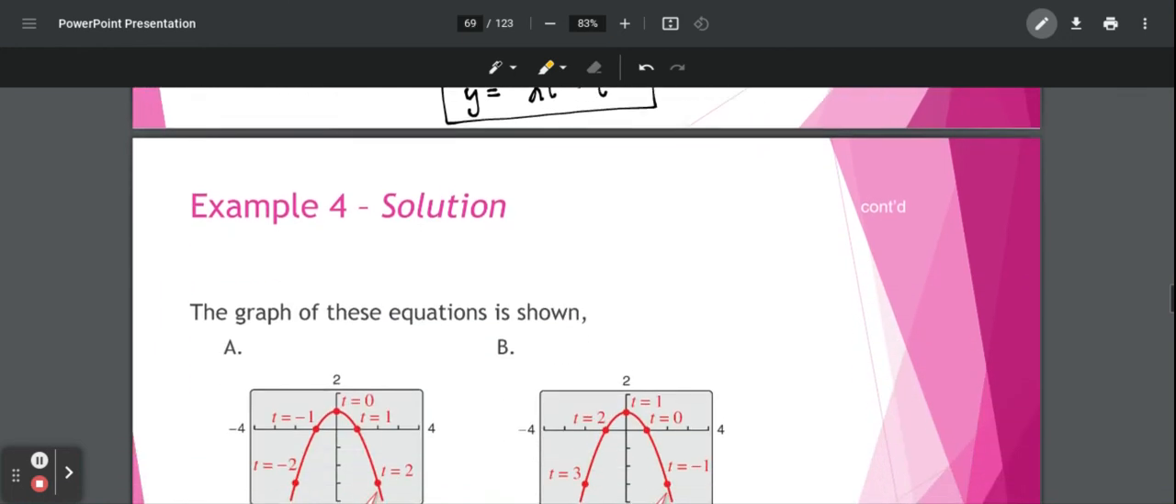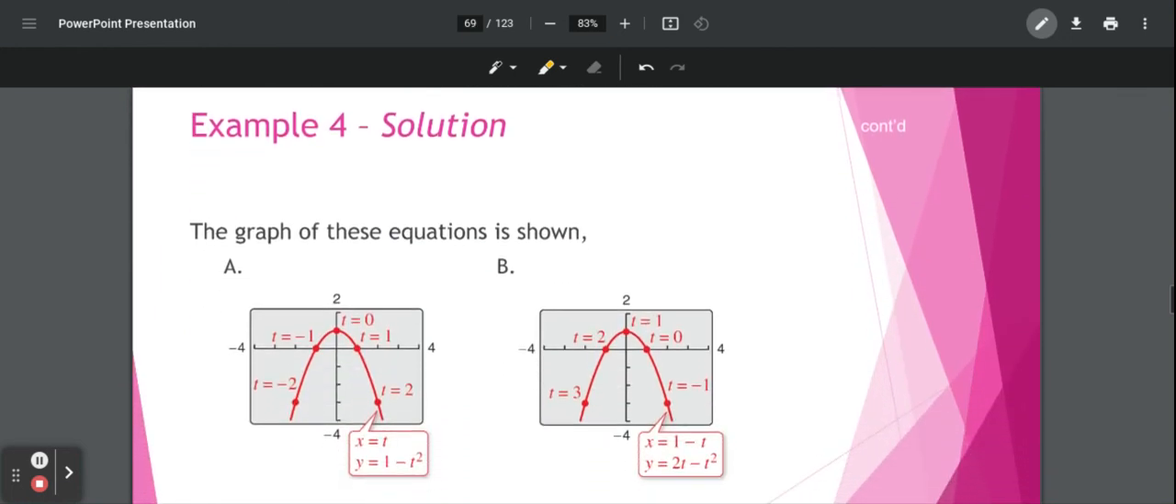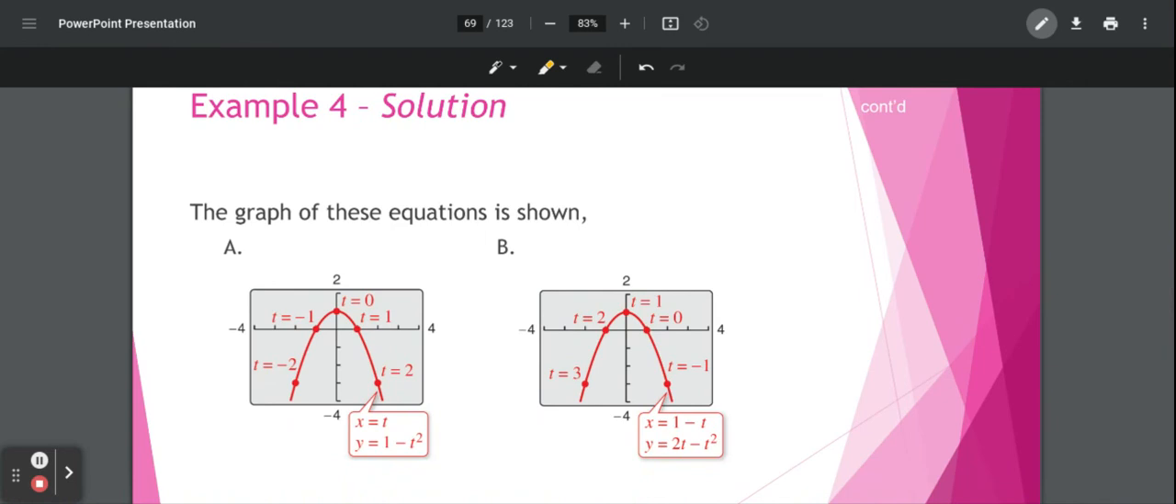And so this next slide just shows those two different parametric equations, but they produce the same graph, right? Because again, we didn't start with those same parameters.